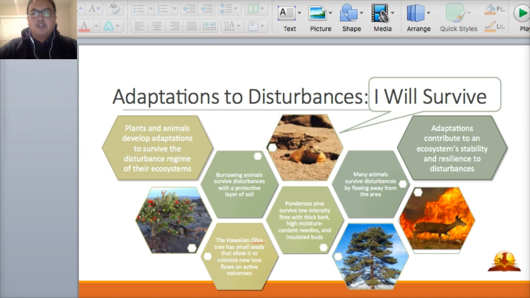Adaptations contribute to a term called stability, which means the ability of an ecosystem to survive. And then stability can be measured by the amount of biomass, or what they call resilience, to change despite other disturbances.